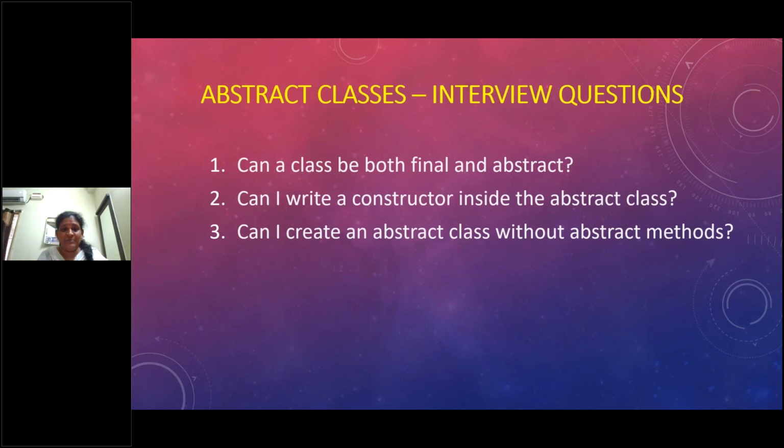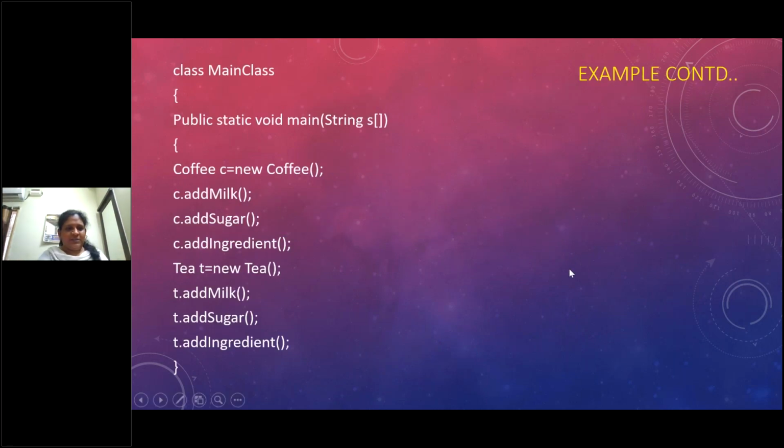So you need to understand two things. Can I create an abstract class without abstract methods? I can create it, but it doesn't make any sense. Understand? So that's all for today.